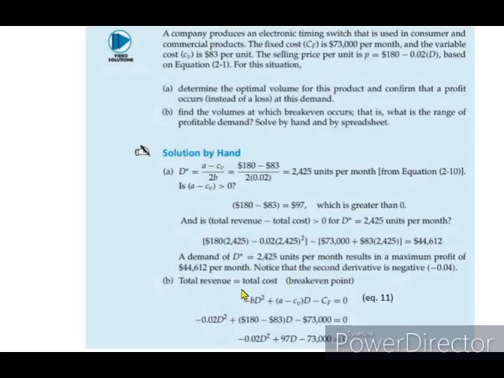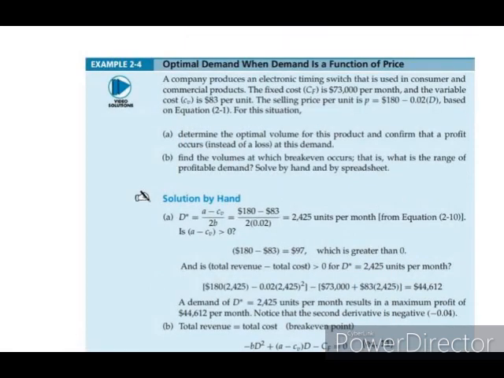So notice that the second derivative is negative. It is negative 0.04. We get the second derivative, which is negative 0.04, by just multiplying the exponent 2 to negative 0.02. Since it is negative, we have ensured that the profit is maximized, a real profit. Okay? So it's not a loss.